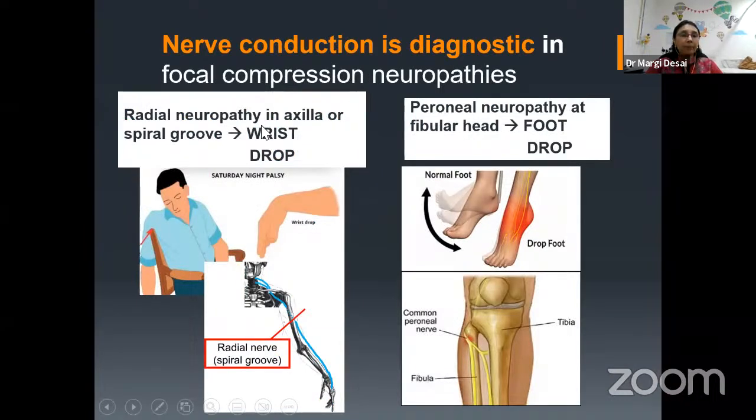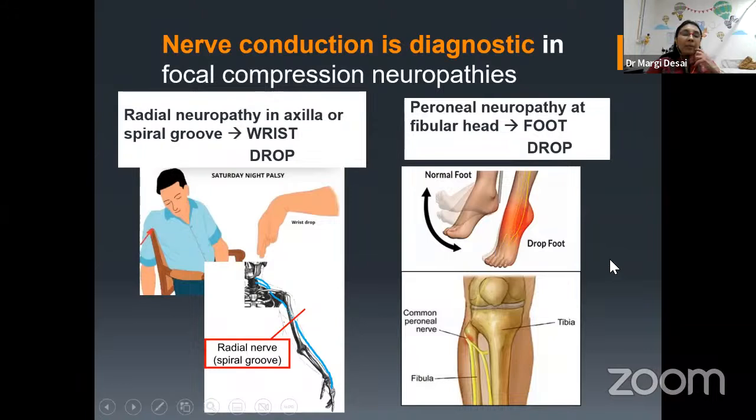For example, if there is radial nerve compression in the axilla or in the spiral groove, say because a child is traveling by bus for prolonged hours and puts his arm on the window, and the radial nerve gets compressed in the spiral groove, then he can have an acute onset of wrist drop. Similarly, when the common peroneal nerve is compressed at the fibula head, the child can develop a foot drop.